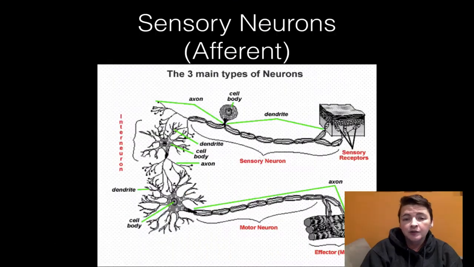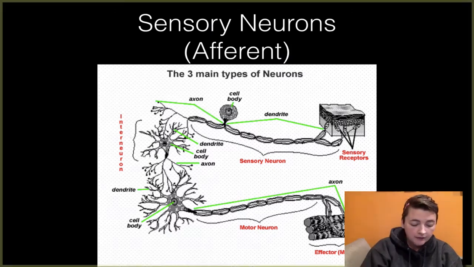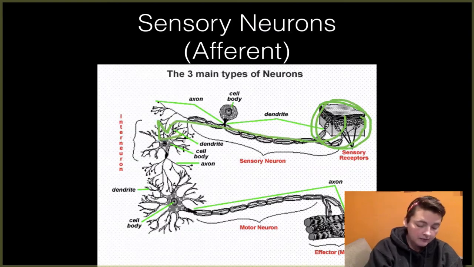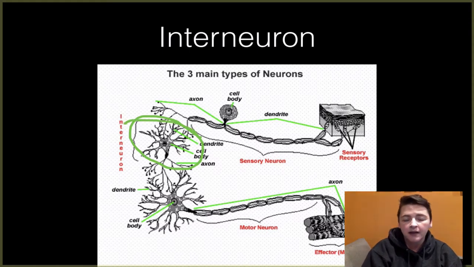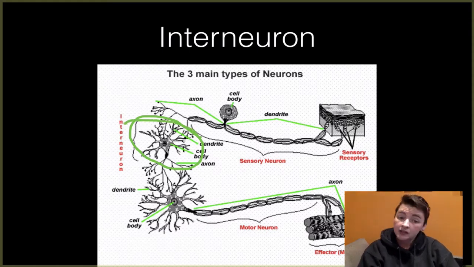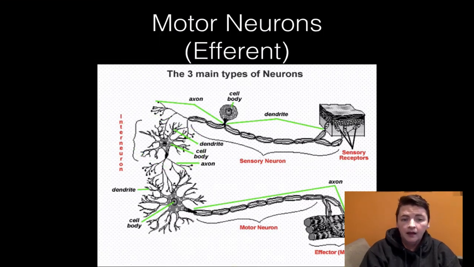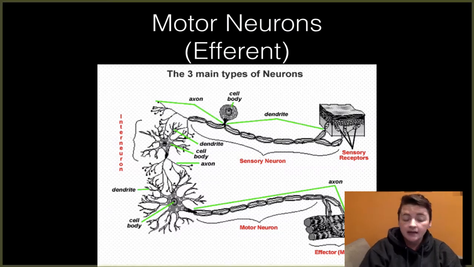Sensory neurons are also known as afferent neurons. These are the neurons that pick up information from the outside world. They pick up the information and bring that information to the brain or spinal cord. An interneuron is usually found in the spinal cord, and it's kind of the middleman found in between a sensory neuron and the next neuron, which is a motor neuron. A motor neuron is also known as an efferent neuron. This is taking the message from the brain or spinal cord and then sending it out to whatever is doing the effect. It could be a muscle, it could be a gland.